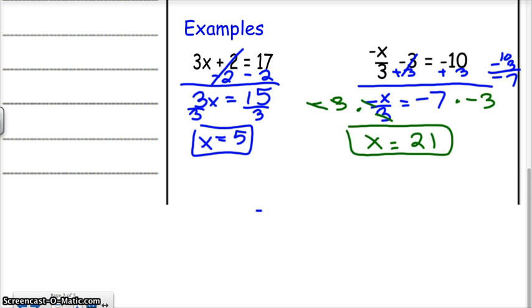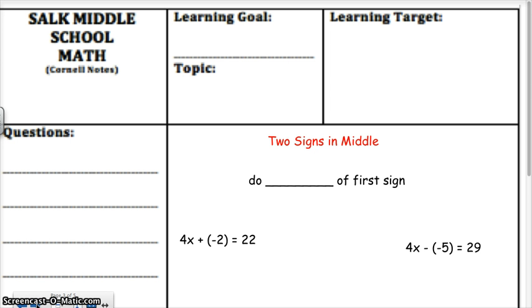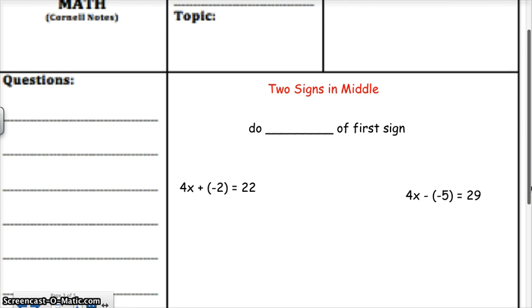Okay, so recap. I moved what wasn't connected, then I moved what was connected. I had two steps, two steppers. Sometimes there's two signs in the middle. All you have to do with two signs in the middle is do the inverse of that first sign. Inverse means opposite.